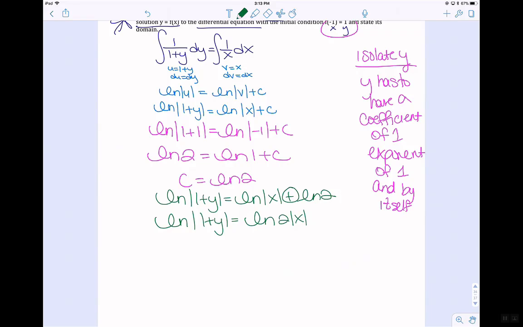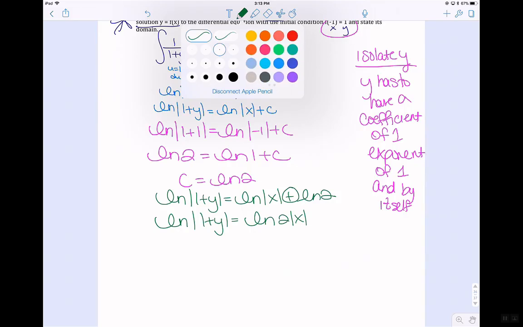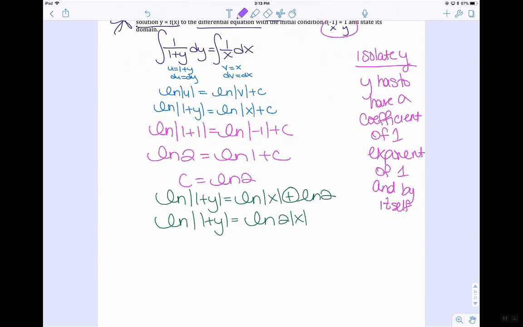Sorry about that. So my 2 and my absolute value of x get multiplied together. Another property of logarithms states that if I have ln on both the left and the right and they have the same base, which both of them have the base of e, then I can drop the ln and set the arguments equal to each other. So the absolute value of 1 plus y is equal to 2 times the absolute value of x.